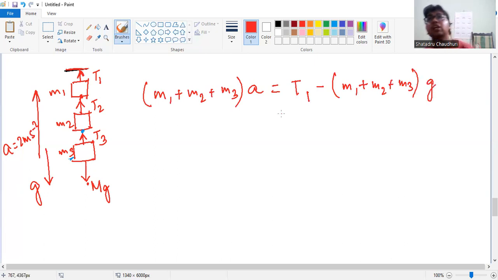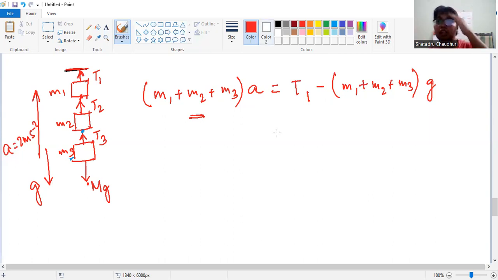In the former case, when the acceleration of the system was zero, when the system was stationary, this part was zero. So that's why T1 was equal to M1 plus M2 plus M3 into G. But now when there is an acceleration, this part will not be equal to zero. As a result, T1 will not be equal to M1 plus M2 plus M3 into G. Rather, T1 minus M1 plus M2 plus M3 into G must be equal to something. So this is the concept of this problem.